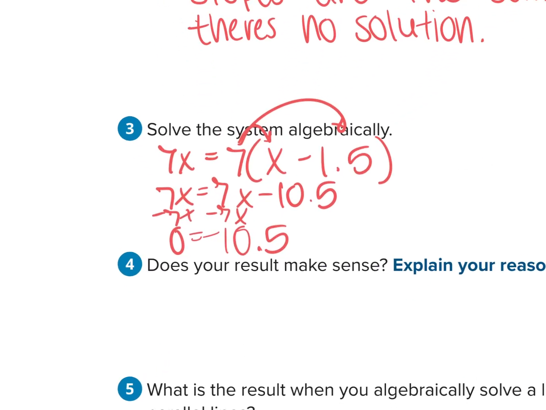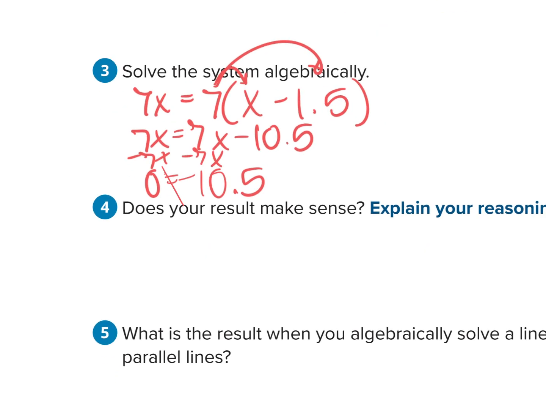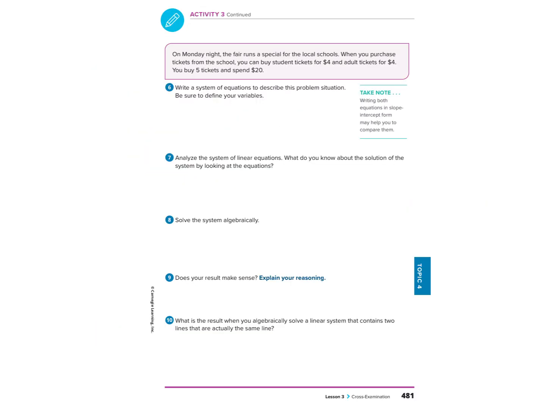All right, you're going to get something like 0 equals negative 10.5. And I got that because at this step, I had to subtract 7x from this side. And if you do 7x minus 7x, you're going to get 0. So you have 0 equals negative 10.5. And that is not true. So that tells us that there's no solution. It doesn't make sense. So we know there's no solution. So you can say that your result there is false. Last page, and then I'll send you off to do some practice on your own.